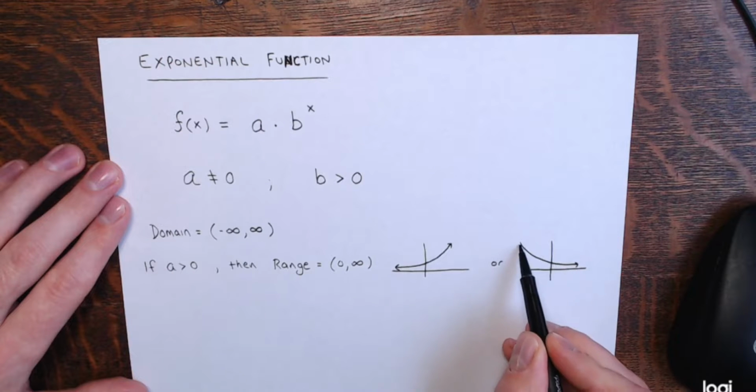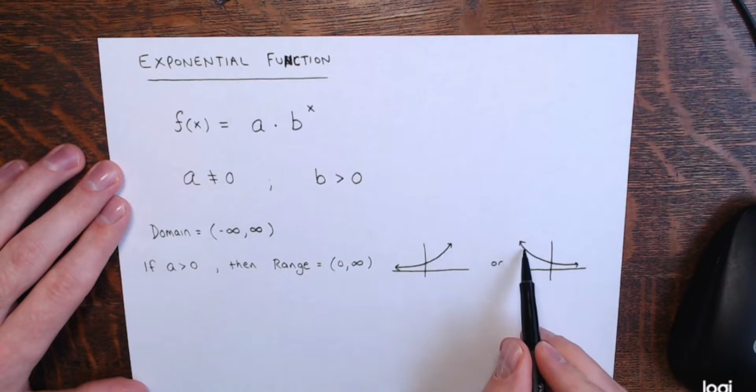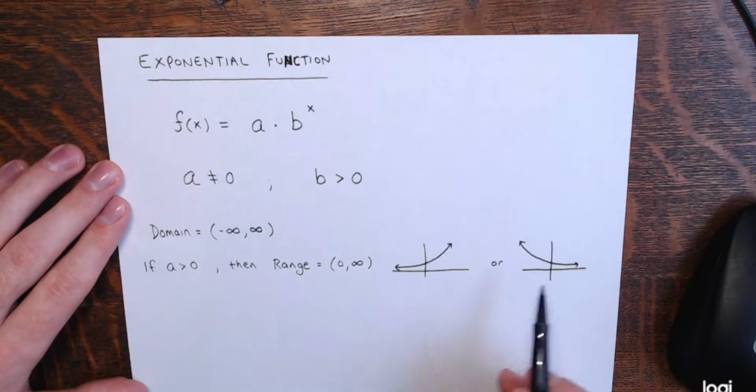This is called exponential growth. This first one I wrote goes up from left to right. This one's called exponential decay. It goes down from left to right, but still the range is only positive numbers.